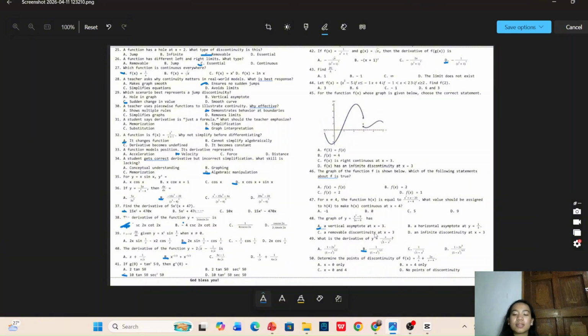We will simply look at the denominators of each of these functions. X is literally 0, and then x minus 4 equals 0, since this is a rational function. X minus 4 equals 0, and then we simply transpose 4 to the other side. So therefore x cannot be 4, and x cannot be 0 as well, considering the first one here. Therefore, number 50 is letter C.